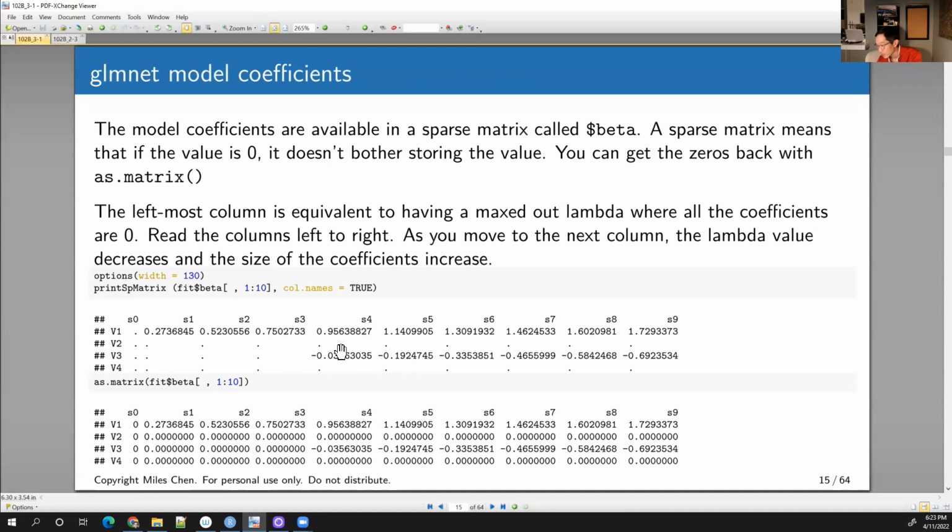And as we keep going, the coefficients get larger and larger. Okay, if you do as.matrix rather than the dots, it puts in zeros. Okay, which I don't know, feels more or less comfortable for you regarding the output of glmnet.